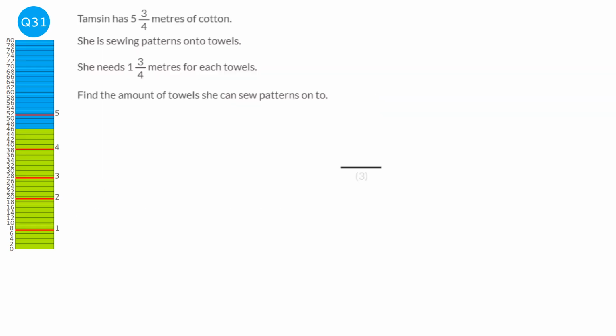So this question is asking us really to divide the 5 3/4 by 1 3/4. So we're going to do 5 3/4 divided by 1 3/4, because we're finding out how many of these towels, which is 1 3/4 meter, can be made when the total amount of cotton is 5 3/4.